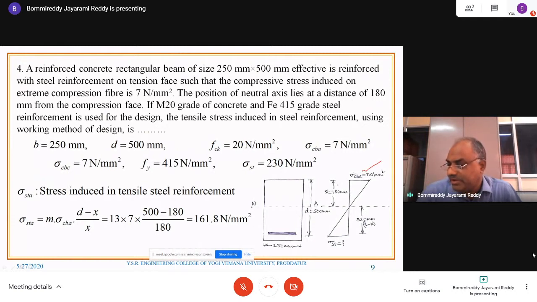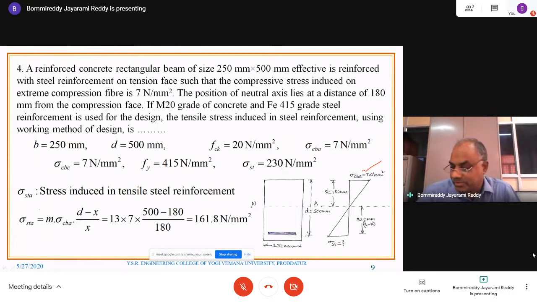You can look here, some reinforcement is provided at the tension face, and because of that steel reinforcement, the stress induced at the compression face in concrete is 7 Newton per mm square. The position of the neutral axis lies at 180 mm from the compression face. It is also given. If M20 grade of concrete and Fe 415 grade steel reinforcement are used for design, what is the tensile stress induced in the steel reinforcement?